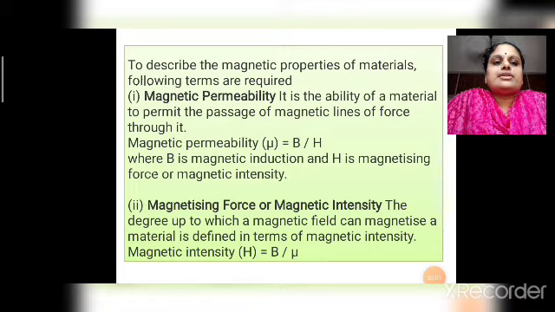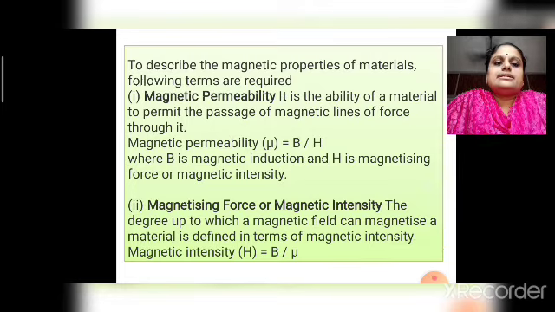So let us recapitulate. Magnetic permeability is the ability of a material to permit the passage of magnetic lines of force through it. Magnetic permeability mu is equivalent to B by H, where B is the magnetic induction and H is the magnetizing force or magnetic intensity.